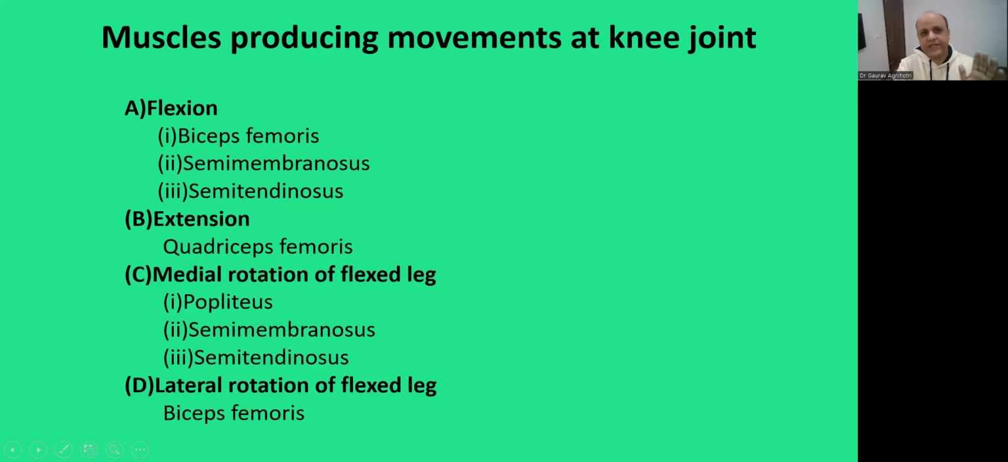So you must appreciate here that the movements at the knee joint are flexion and extension. Extension is done by the quadriceps femoris. Again, the ligamentum patellae is the insertion in the front of the knee joint, so that's of quadriceps femoris. So when it contracts, it extends the knee joint. So extension is done by the muscles attaching on the front through a common tendon, ligamentum patellae.